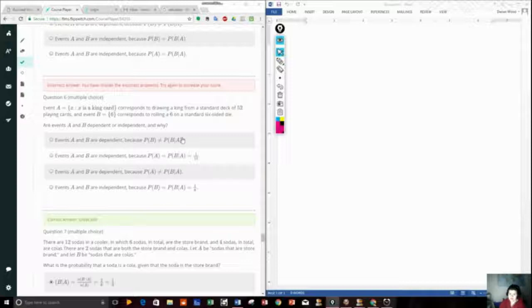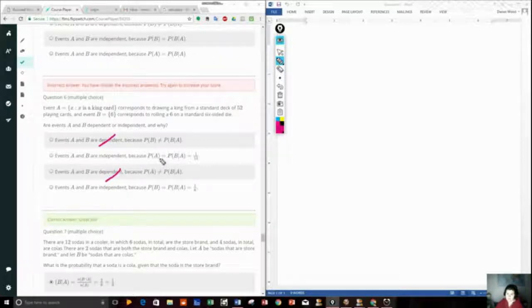Okay, so right from the get-go in my head I'm thinking yes, they're independent because it's a deck of cards and a 6-sided die. There's two different objects and they're not linked together with a condition. So in my head, first off, yes, I know that they are independent, so I'm going to delete the ones that are dependent, and then I'm going to read the reasons.